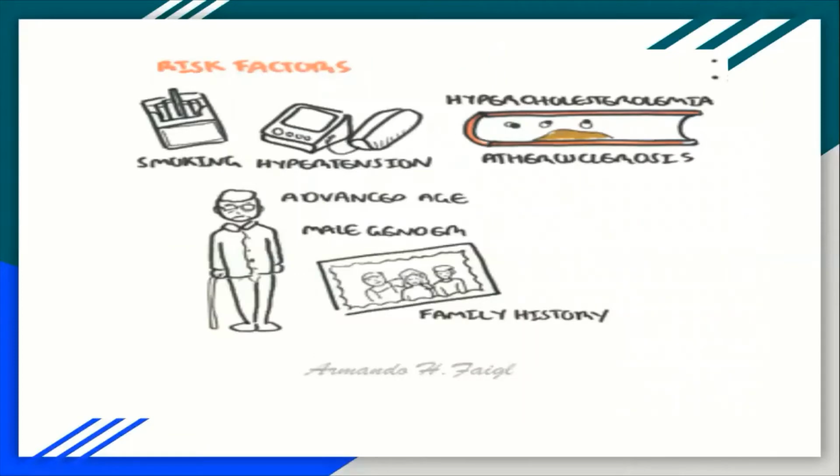The group that has a risk of getting this disease is the patient who is an active or heavy smoker and has underlying hypertension, hypercholesterolemia, and also atherosclerosis. Being male and of advanced age, more than 65 years old, and having a family history of abdominal aortic aneurysm can also lead the patient to getting this disease.